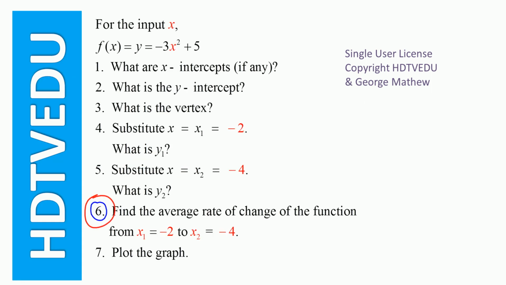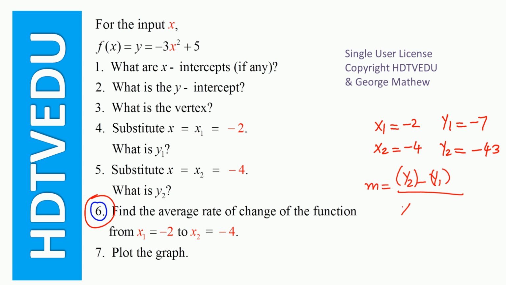Now let's do number 6. Find the average rate of change of the function from x1 equals negative 2 to x2 equals negative 4. So x1 equals negative 2. We already know what y1 is, negative 7. We already did that, right? And now we have x2 equals negative 4. We did that as well. And what was y2? When we solved for y, what did we get? Negative 43.